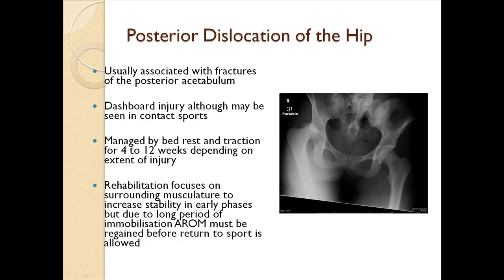They're put onto bed rest and tractioned for anywhere up to 3 months, depending on the extent of the injury. As a result of this extended period of bed rest, there is a significant loss of strength and loss of mobility. And the role of the rehabilitation specialist is to increase stability in the early phases, but eventually focus on the active range of movement. Full active range of movement must be regained before any form of return to sport is allowed. Otherwise, this ends up stressing the hip joint unduly.